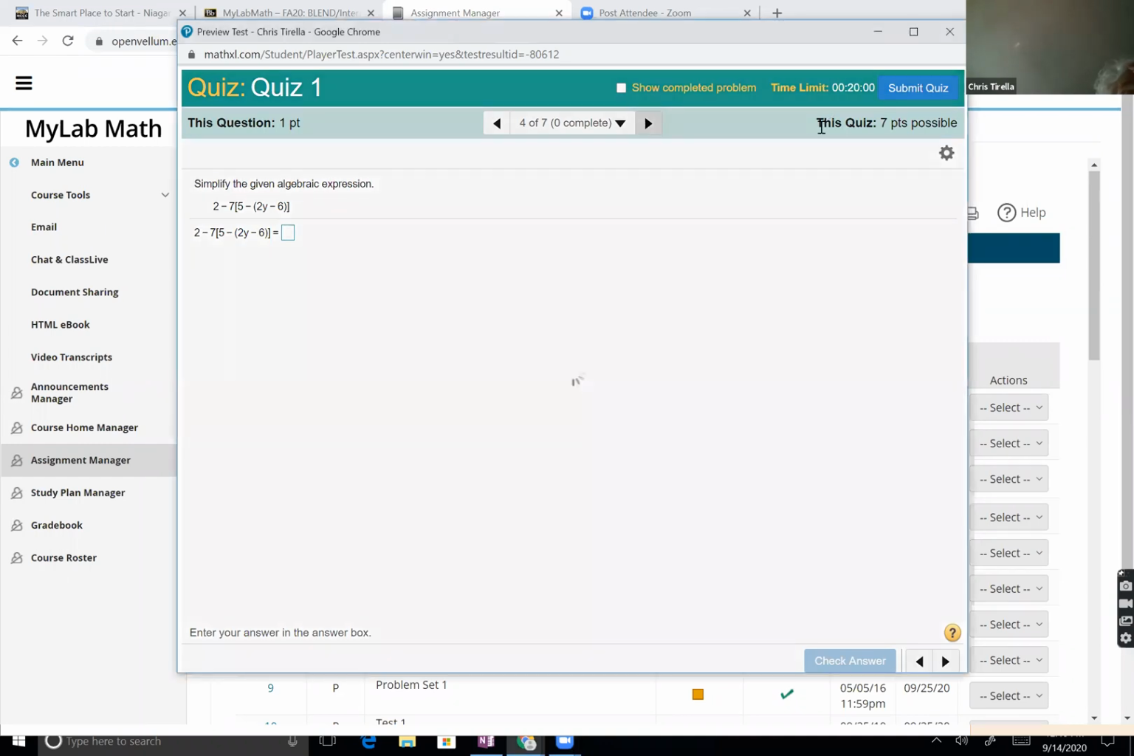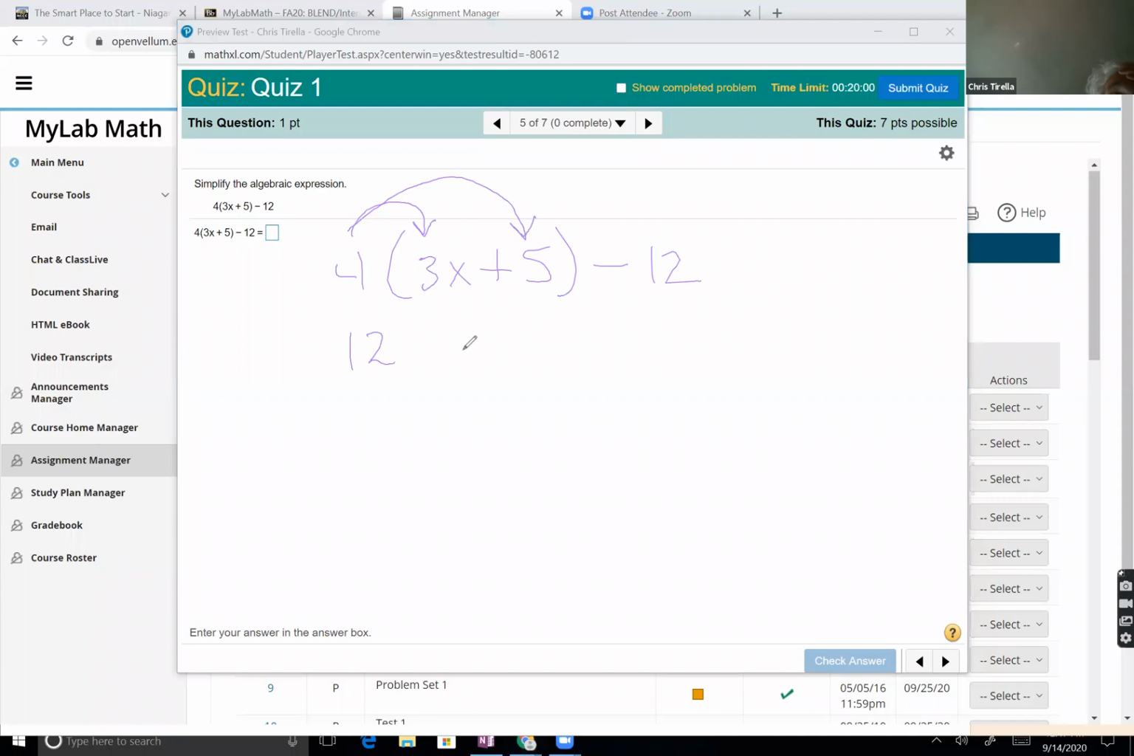Next, simplify the algebraic expression, more of the same. We have 4 parentheses, 3x plus 5, close parentheses, minus 12. We cannot do anything inside, so to get it out of parentheses, we have to distribute the 4. Here we're going to multiply by the 4 because since there's no symbol in between, I'm multiplying. That gives me 12x plus 20 minus 12. And then like terms, 20 minus 12 is positive 8.